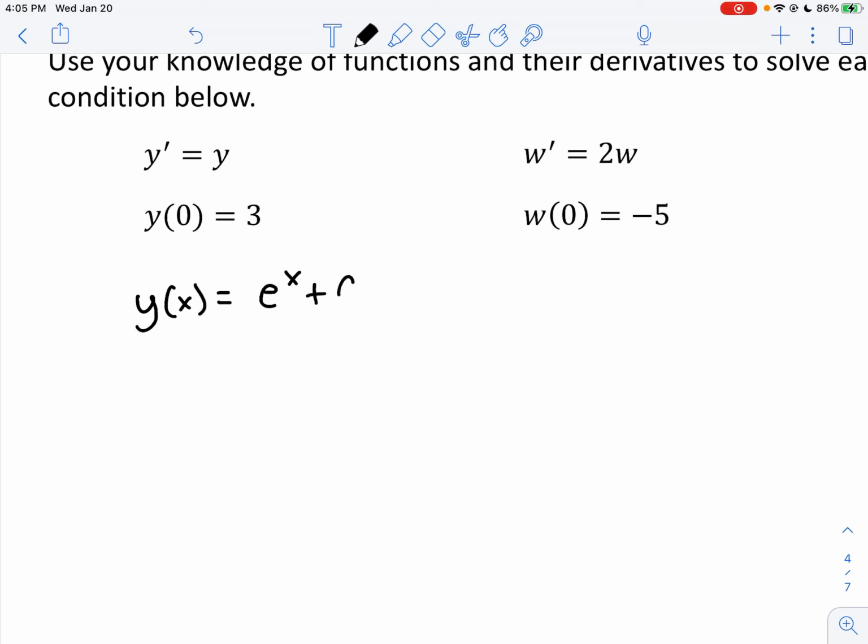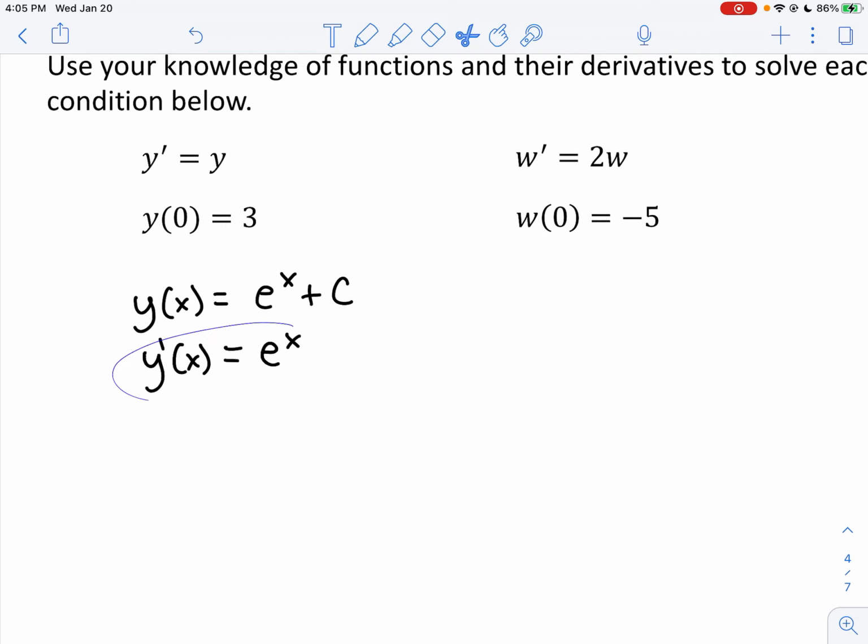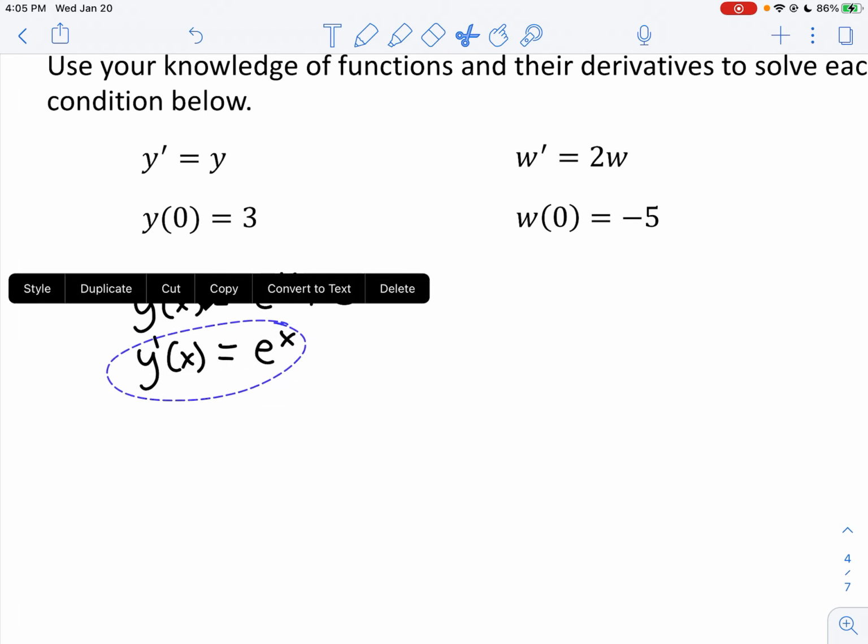And some might say, oh, put a plus c then, that'll do it. But let's test if this works. If you do the derivative of this answer, we just get e to the x, right? Because the plus c would go away. And then this would go in for the y prime right there, right?